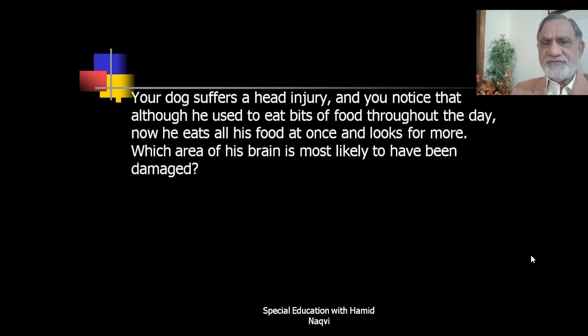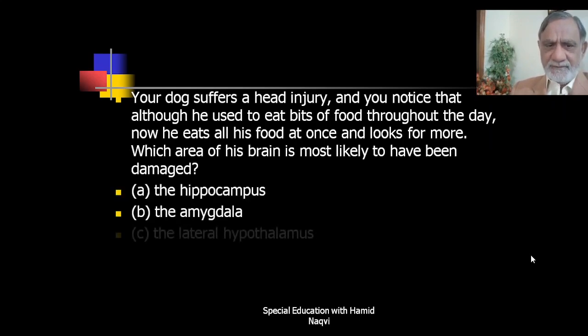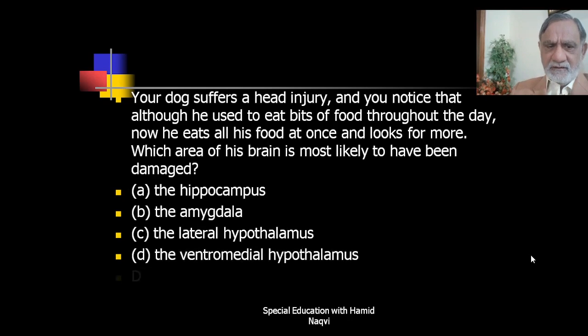Your dog suffers a head injury and you notice that although he used to eat bits of food throughout the day, now he eats all his food at once and looks for more. Which area of his brain is most likely to have been damaged? The correct answer is the last one.